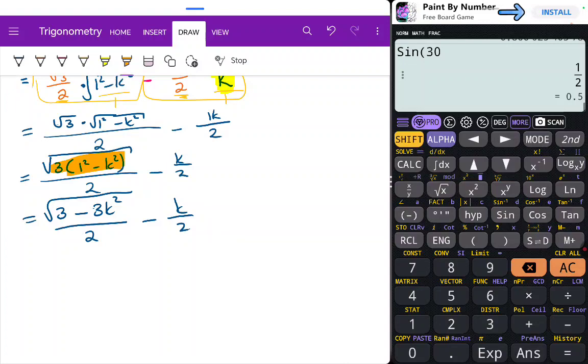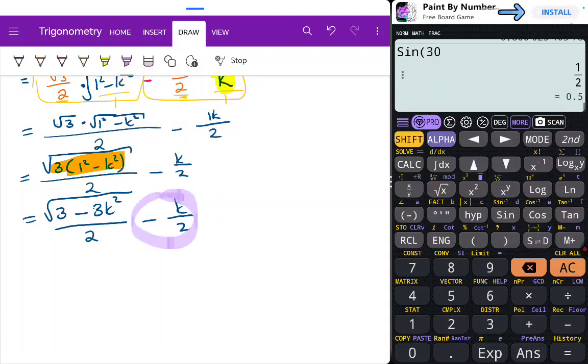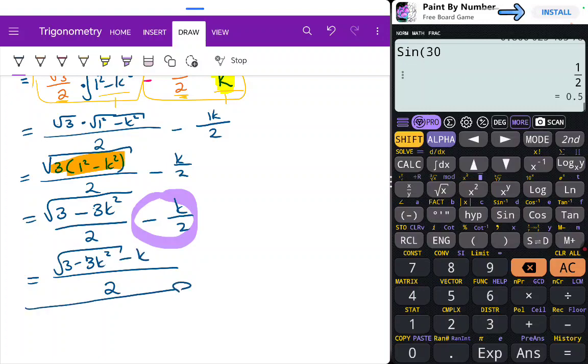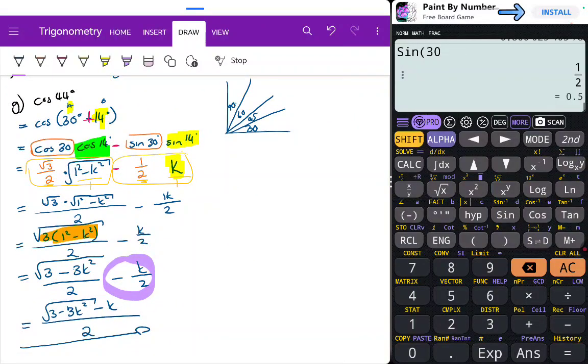Now let's deal with this portion here. Because it's the same denominator, I can put it all over 2. So I have 3 minus 3k squared, square rooted, minus k, over 2. That is your final answer. Okay.